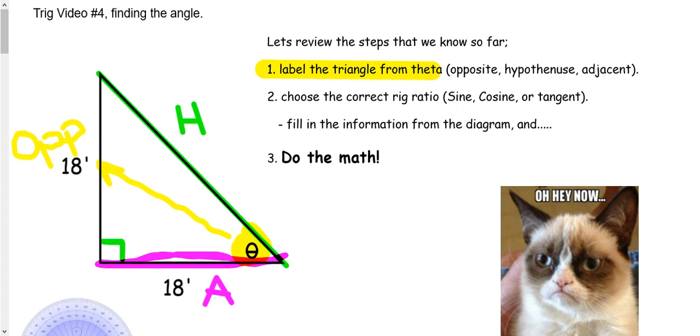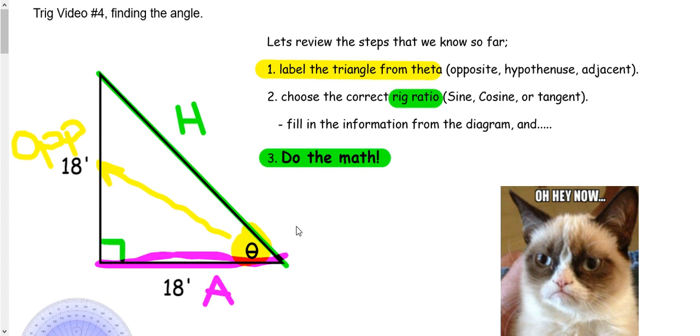So number 2 was to choose the correct ratio, sine, cosine, or tangent, and then do the math. Now, if you don't remember the trig ratios, don't worry. Even on a test, we give them to you. Back in the old days, they would have had your mums and dads memorize it, but we don't have to do that because we want to know if you know how to use it.